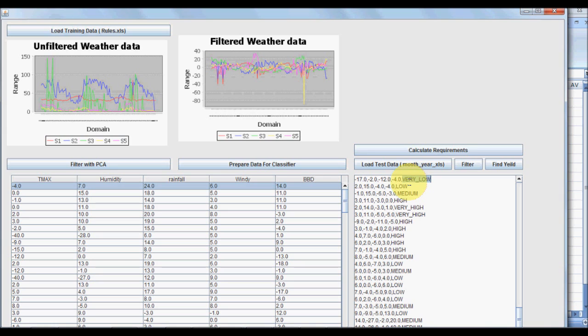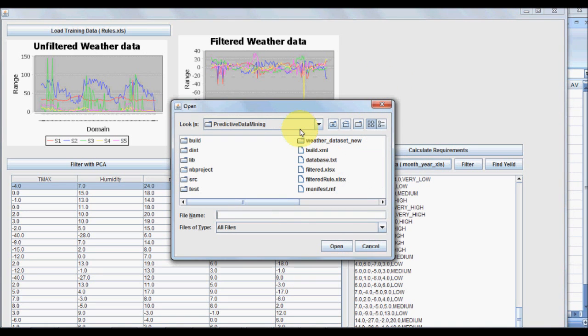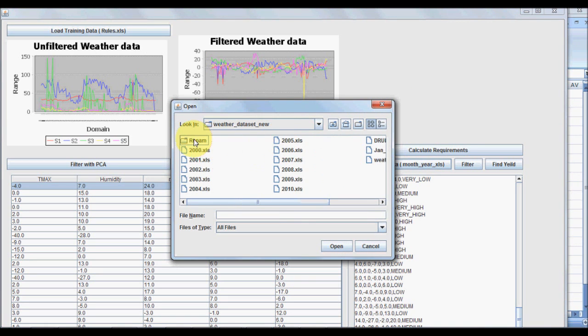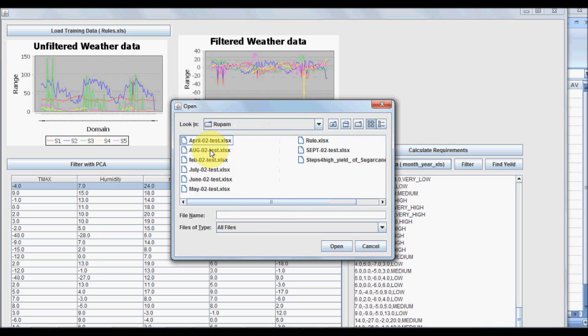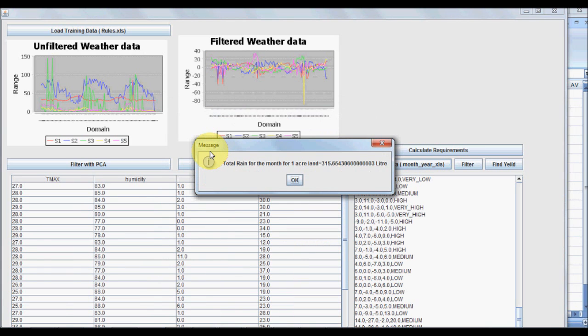Now if the disease probability is low, productivity probability is higher. If the disease probability is higher, productivity is low. So let's now load the test data. From the weather data set, let's give August data as input.